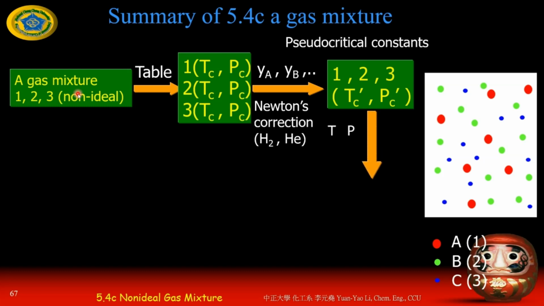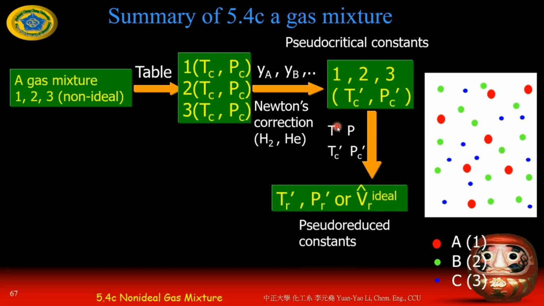And after that, what do you need? If you have pseudo-critical temperature and pressure, and you have the actual temperature and pressure, what do you need? You need to get the pseudo-reduced constants, right? It can be TR prime, PR prime, or VR ideal prime.